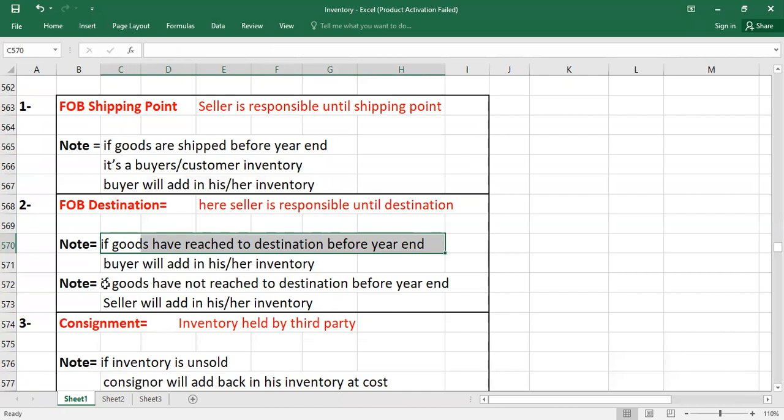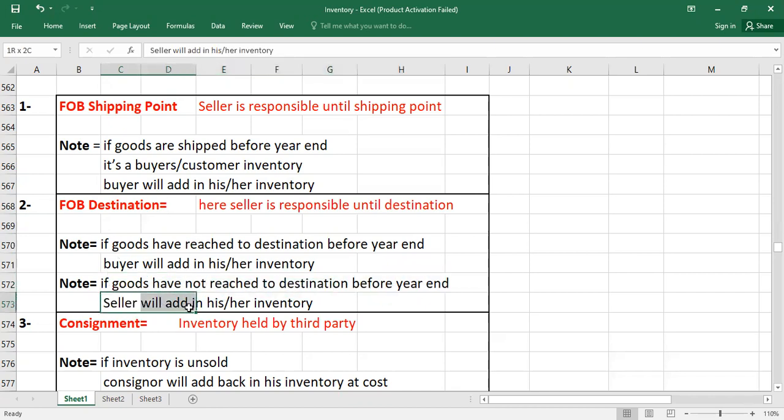And the second note is if goods have not reached the destination before year end. If goods have reached the destination before year end, it means the buyer will add them in his or her inventory physical count. If goods have not reached the destination before year end, it means the seller will add them in his or her inventory physical count. Okay, and we will practice this question as well.